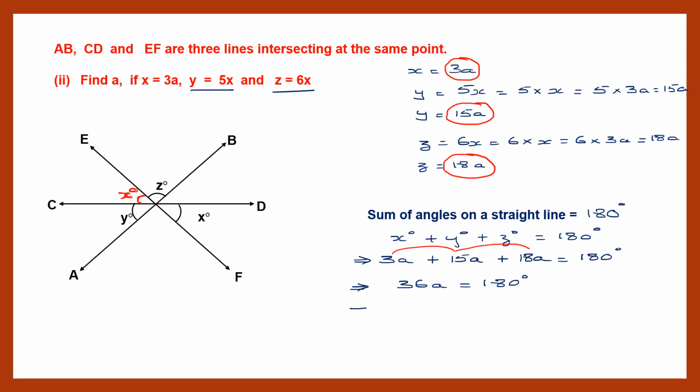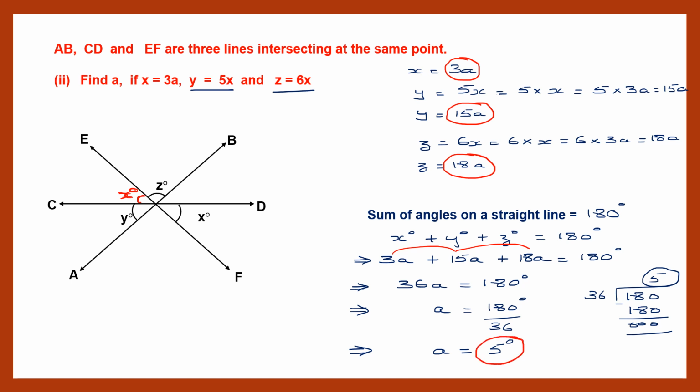So we can find the value of a by saying 180 degrees divided by 36. So now let's divide 180 by 36. 36 into 5 is 180, minus, you get 0. So what is our quotient? Our quotient is 5. That means a is equal to 5 degrees. So we were asked to find a and we have found a to be 5 degrees.